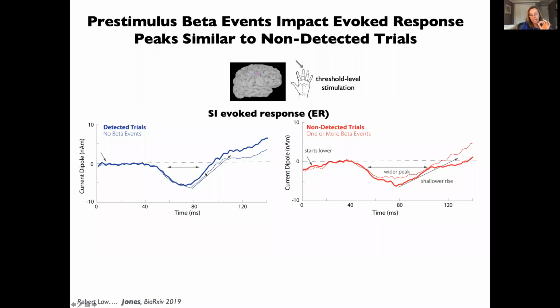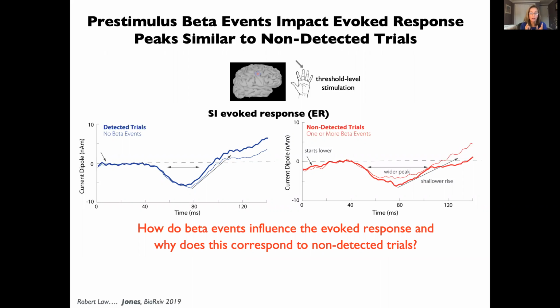I also sorted the data on trials where I had a pre-stimulus beta event and on trials where I didn't have a pre-stimulus beta event. And there's remarkable consistency between whether you had a beta event and when you didn't have a beta event and you detected the trials, or when you did have a beta event and you didn't detect the trials, suggesting a direct causal relationship between a pre-stimulus beta event and the filtering of that tap to the finger. So, how do beta events influence this evoked response? And why does that correspond to, I don't feel the tap to the finger?